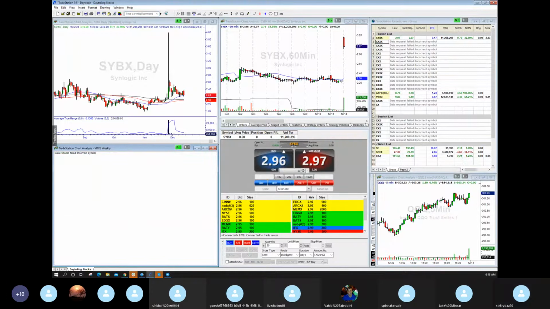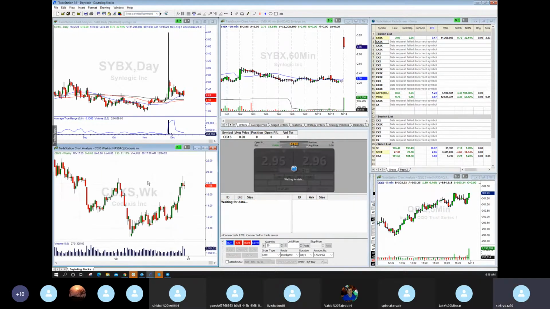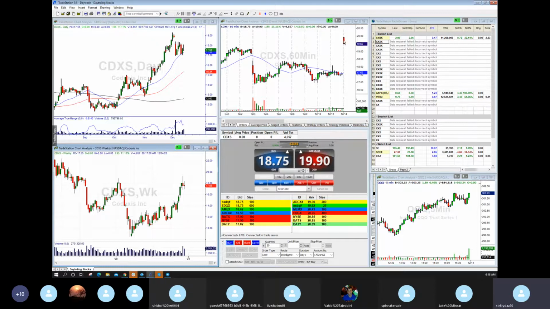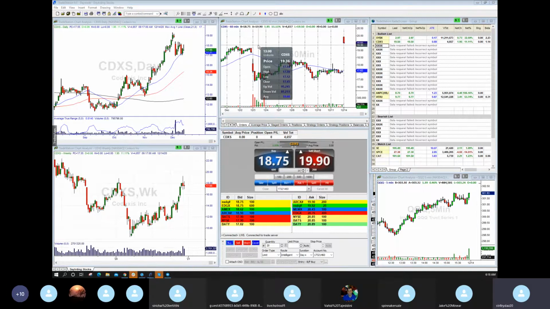CDXS. CDXS is gapping to 1950. So that's your 1950. Now this is nice. This is a tier 2 gap. CDXS is a tier 2 gap. It's coming right back to support right here, with previous resistance becoming new support. We don't have a shock value, but it's clearing resistance.